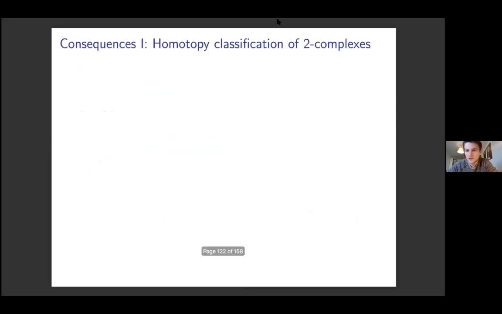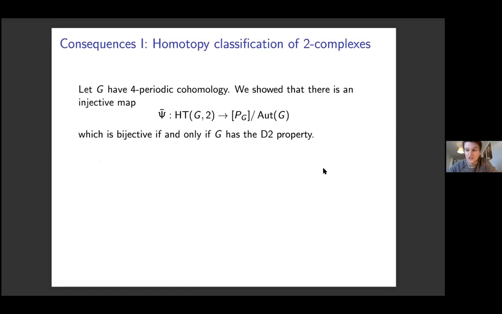Okay, so sorry, I'm pushing up against the time. I'll try and get through to linking back to the problems that I mentioned at the start. Okay, so what are the consequences for homotopy classification of 2 complexes? So recall that we found this injective map from 2 complexes onto this class of projective modules, which was bijective if and only if G had the D2 property.